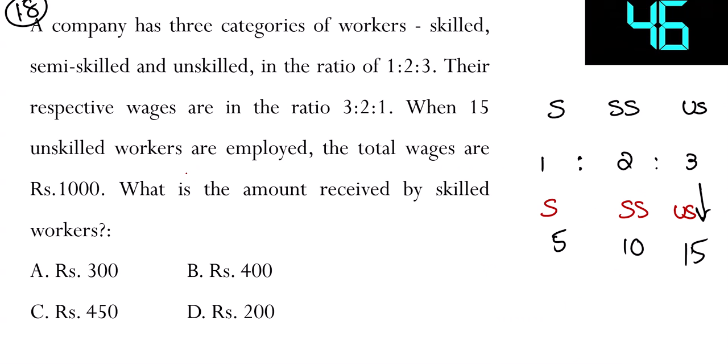Okay. So the total wages, their respective wages, for 15 unskilled, the total wage is 1000. Fine. And now what is the amount received by skilled workers? Guys, for these 15 unskilled workers, 1000 is the payment.